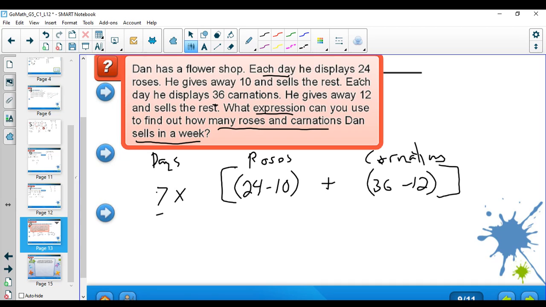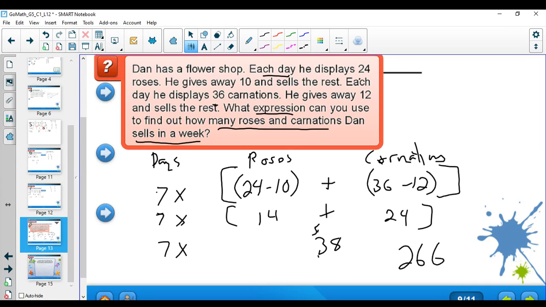All right, let's solve this one. 24 minus 10 is 14. 36 minus 12 is 24. So I get 14 plus 24, which is 38. And I multiply this by 7. Well, 7 times 8 is 56. And 7 times 3 is 21, plus 5 is 26. So each week, Dan sells 266 carnations and roses combined.